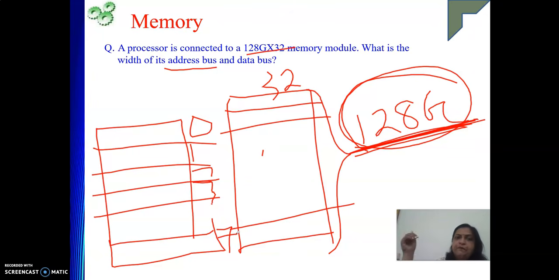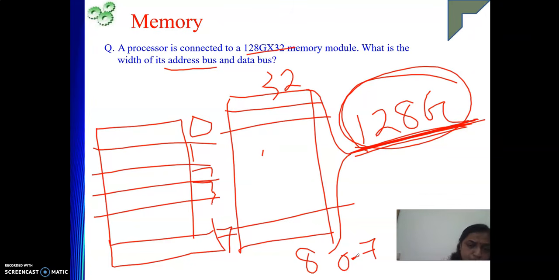But what I said, memory is going to store your information. Your information is only in binary. So we need to talk about addresses also in binary. So if I need to talk about addresses in binary and I have got total 8 number of addresses, 0 through 7, then to represent one address in binary, how many bits do I need? That I need to first understand.